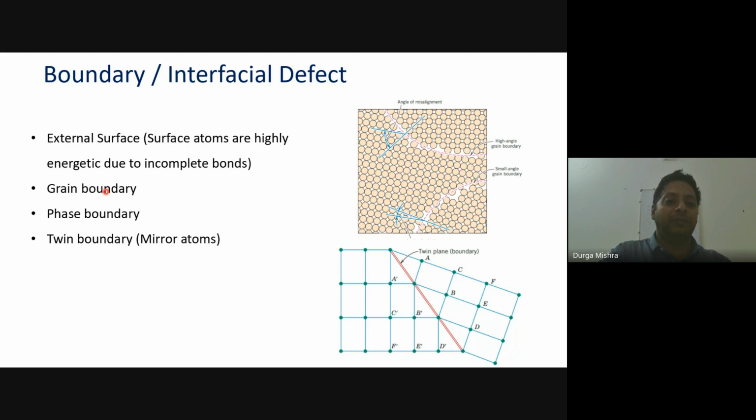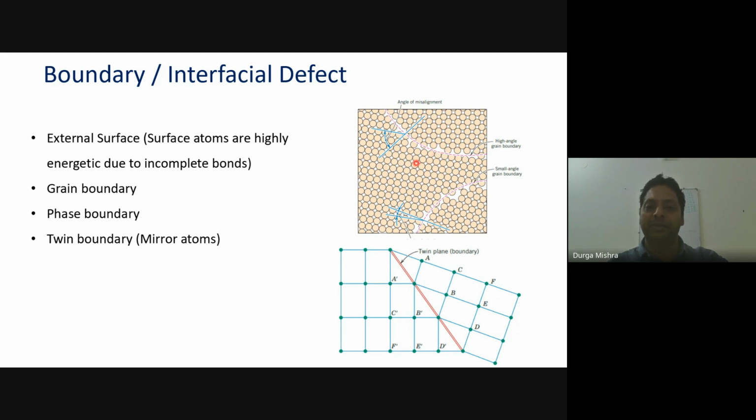Then another kind of boundary is called a phase boundary. So what is a phase boundary? A phase boundary will look similar to a grain boundary. It is a kind of grain boundary, but you have two different phases here. Here, you have the same phase. Phase means, if I have a crystal structure of FCC, both will be FCC here, or both may be the same material. That will be a typical normal grain boundary.